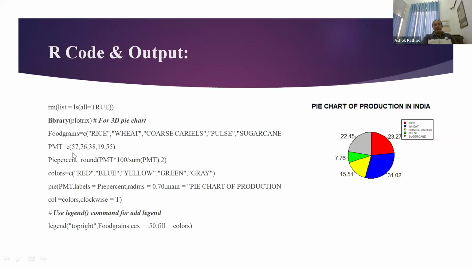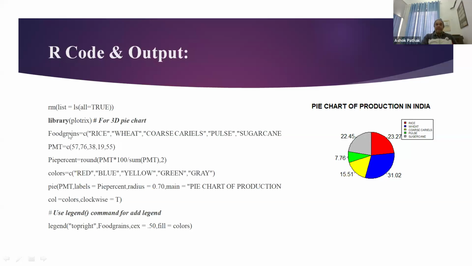C is for combining. Suppose you are willing to enter any data in R, so you have to write it within C. C for combining is used for combining the data set. Within inverted commas, it is a character. If you are not putting the inverted commas, then it will give you the numerical value.